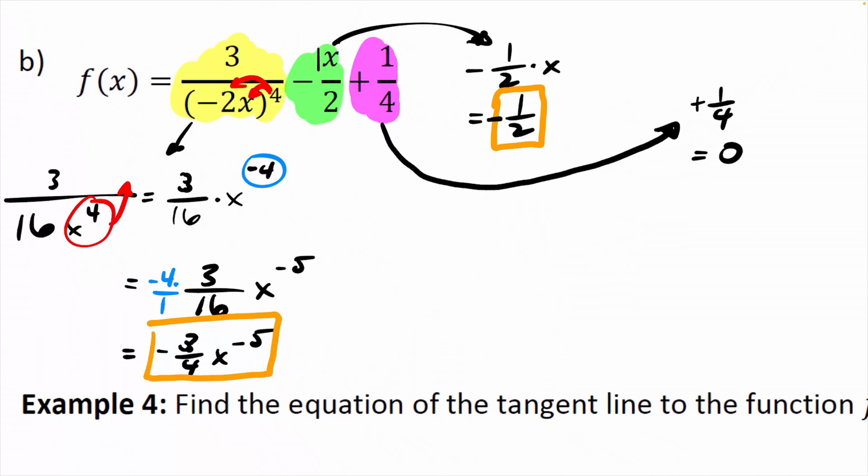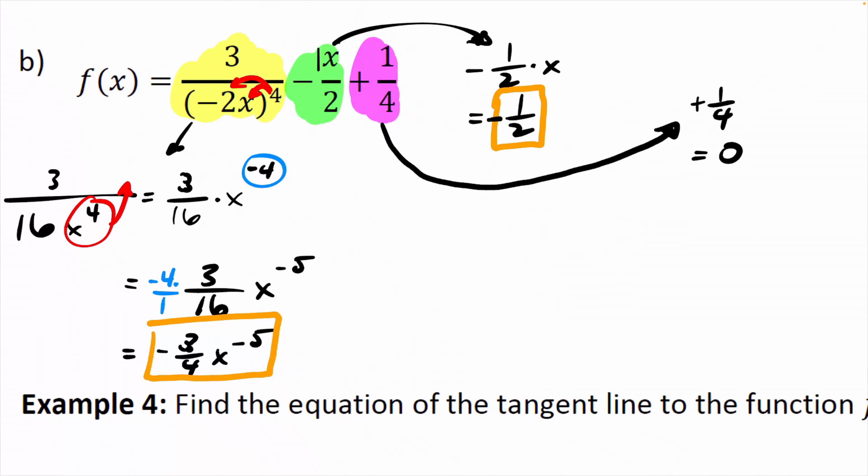Put them all together. Negative, oops, so the derivative: negative 3/4 x to the negative 5 minus 1/2 plus 0, right?